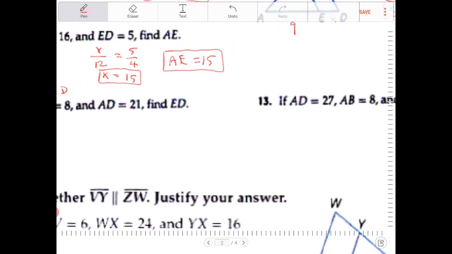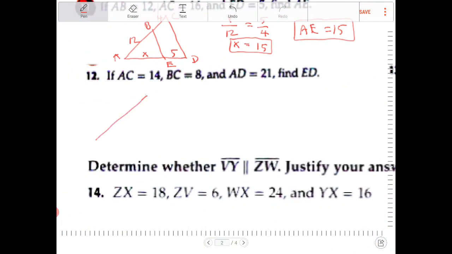If AC is equal to 14, same question, same diagram. A, B, C, D, E. If AC is equal to 14, BC is equal to 8, so therefore AB must equal 6. AD is equal to 21. Find ED. So if ED is x, then AE must be 21 minus x. So I can say x over 21 minus x is equal to 8 over 6.